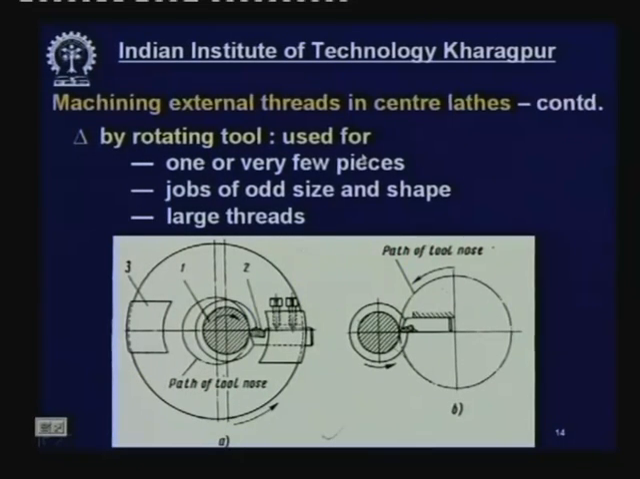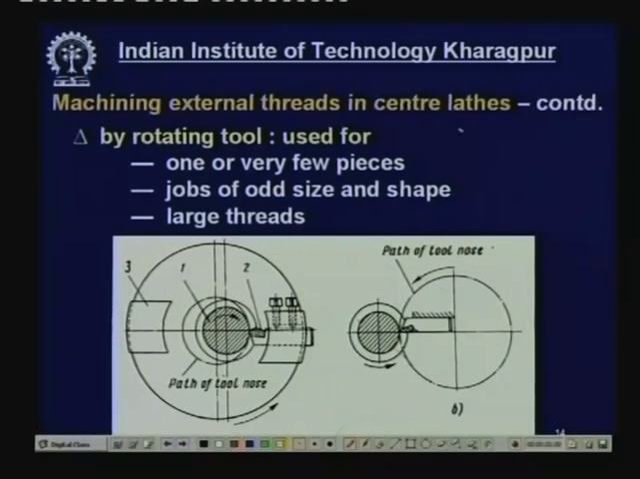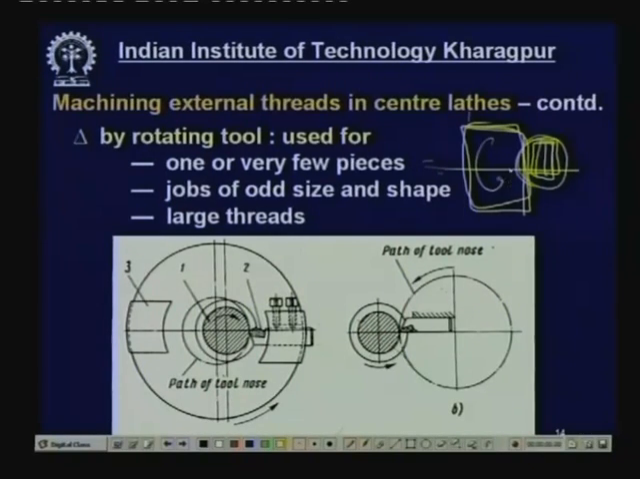Now, by rotating tool, this is another interesting thing. Now, suppose there is a job, a very odd shaped job like this, very heavy and odd shaped, and the thread has to be cut only in this region, at one point. Now, this kind of thread has to be done in a lathe. This job has to be mounted on a face plate on a lathe, and this has to be rotated slowly about the axis. But the cutting tool, here you see the job will rotate in this direction, and the cutting tool will rotate in this direction.